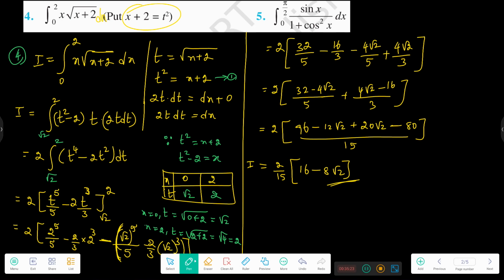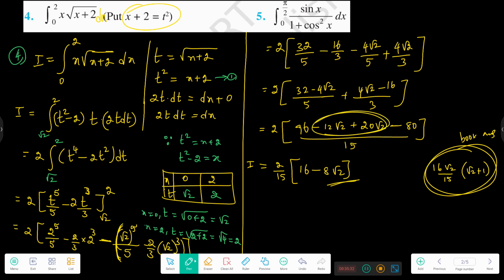Okay. A little more they simplified in the textbook. This is the book answer. So we can go a little further. And this one, when you subtract minus 12 plus 20, that is 8. See, you can take 8 root 2 commonly outside. To bring the book answer I am doing this. So 2 divided by 15 we have 8 root 2. If you take outside, what am I getting? 16 divided by 8 root 2 plus 1. Which is not here, that you can divide. Now when you cancel, what am I getting? It will be 2.